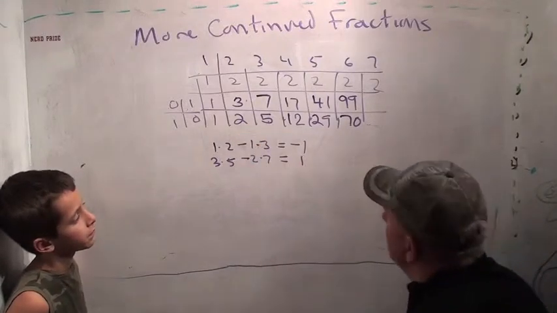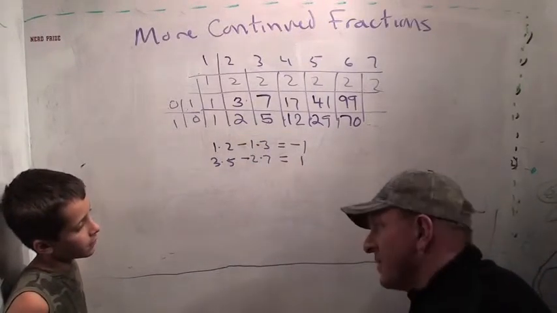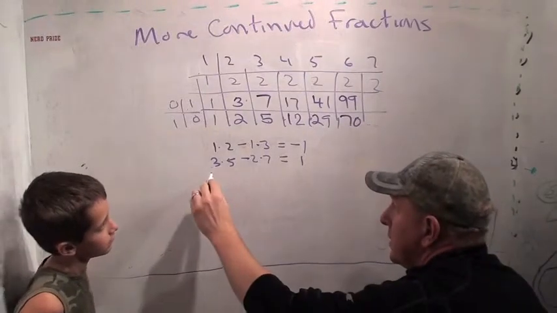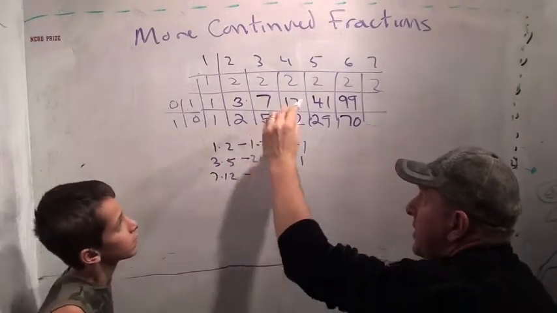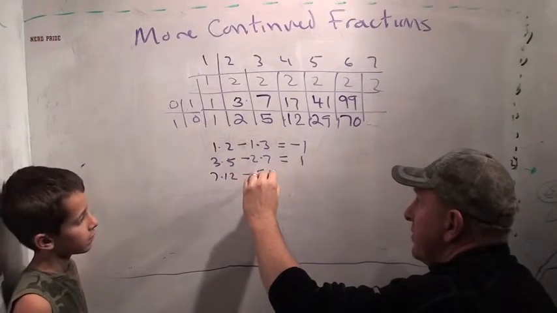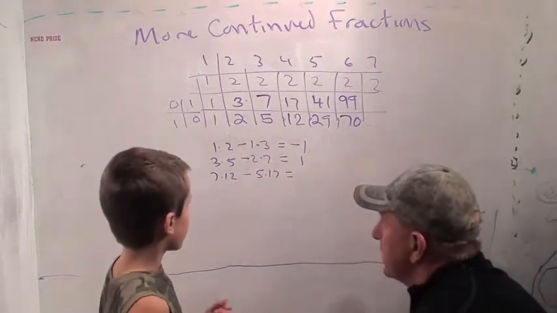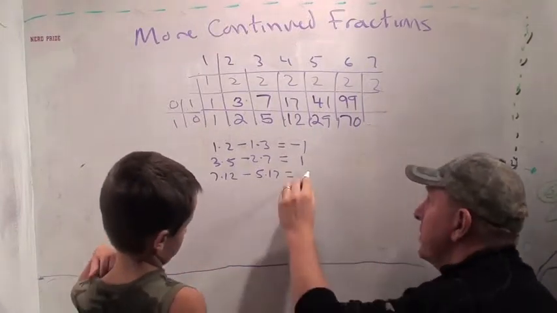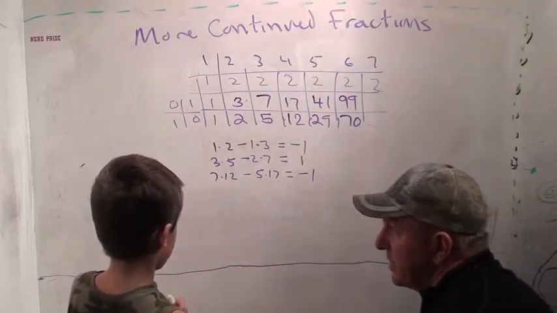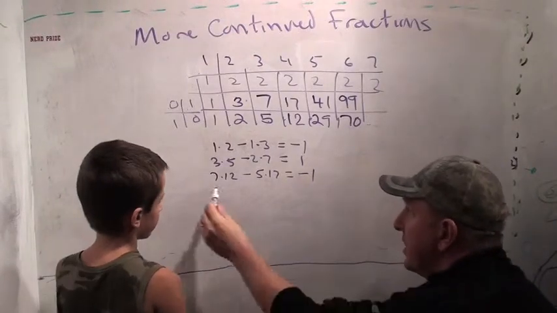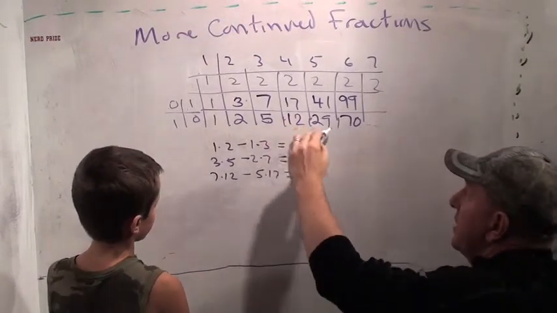7 times 12, do you know what that is? It's 84. Minus 5 times 17, you should probably be able to figure out what 5 times 17 is. Well, it's going to equal minus 1. What's 5 times 17? 85, so 84 minus 85 is minus 1. And then we keep going.